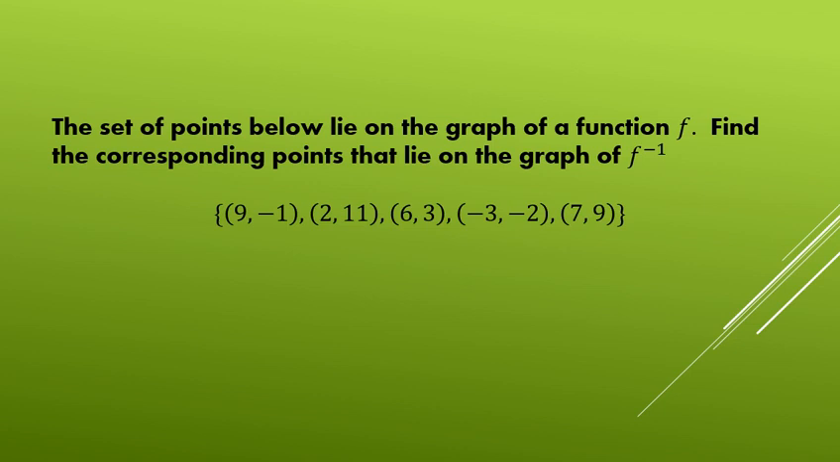All right, so let's see if you came up with the correct answer. You should have gotten (-1, 9), (11, 2), (3, 6), (-2, -3), and (9, 7). Again, very, very straightforward, very, very basic to see what is going on here.